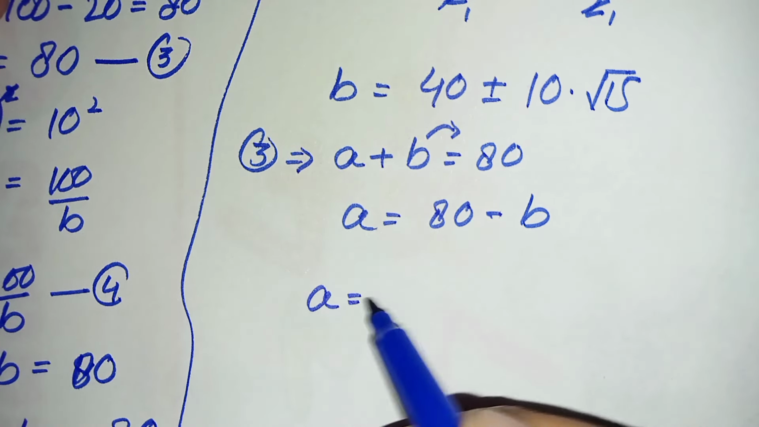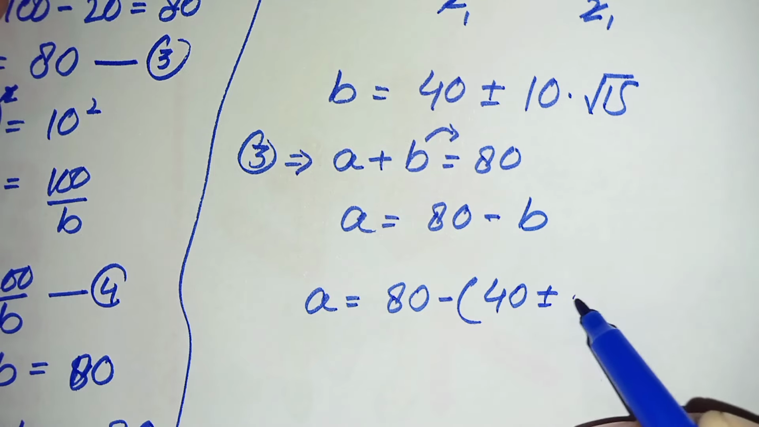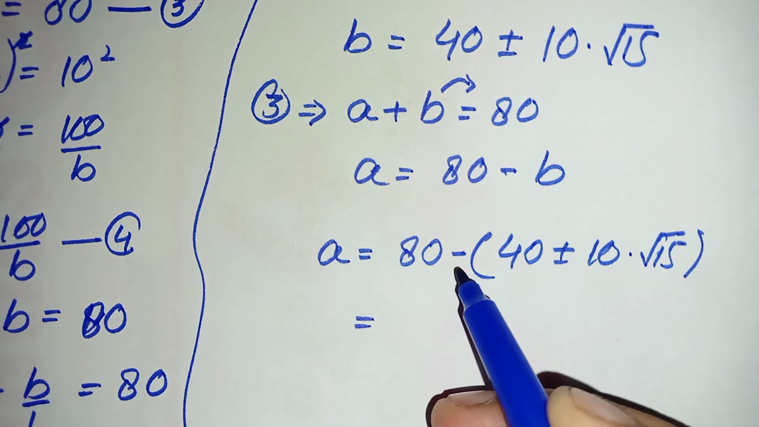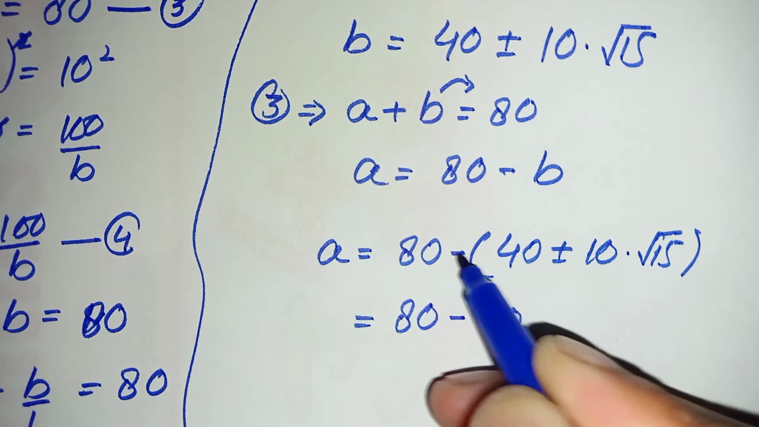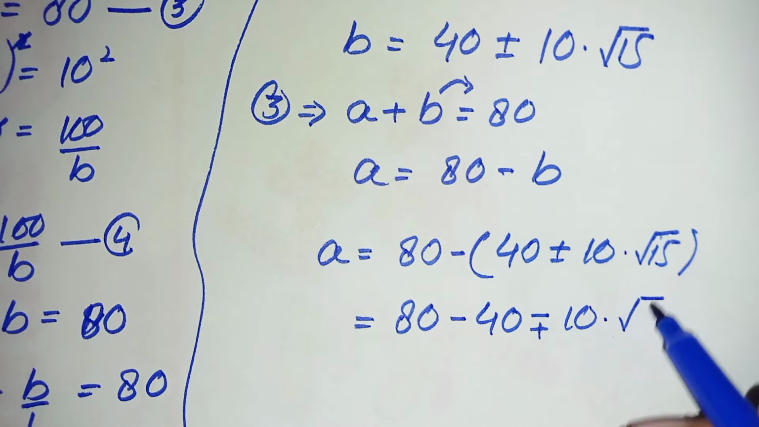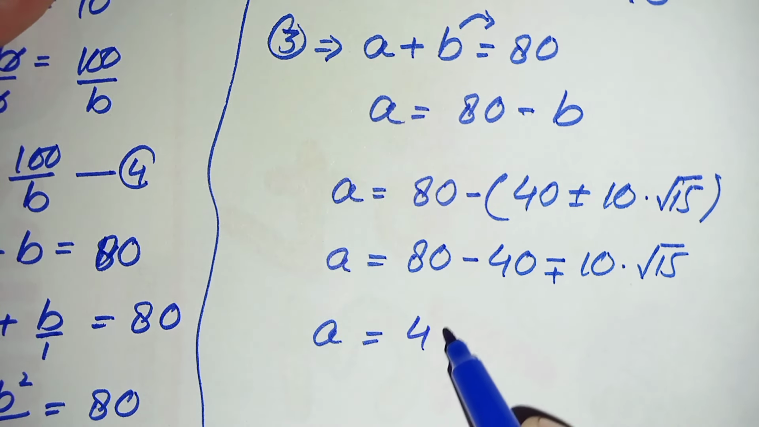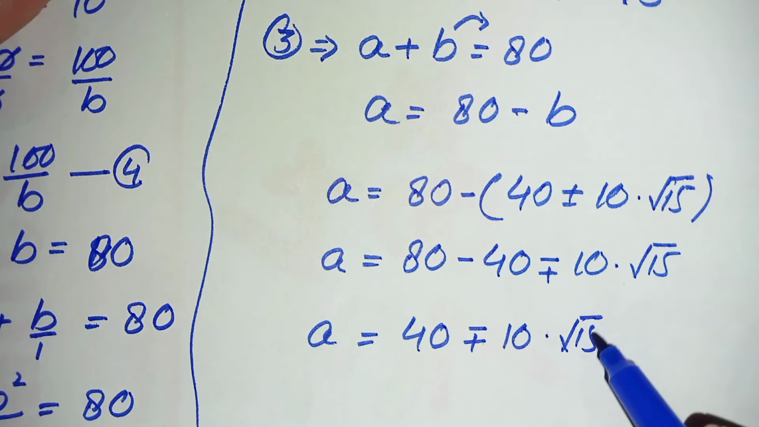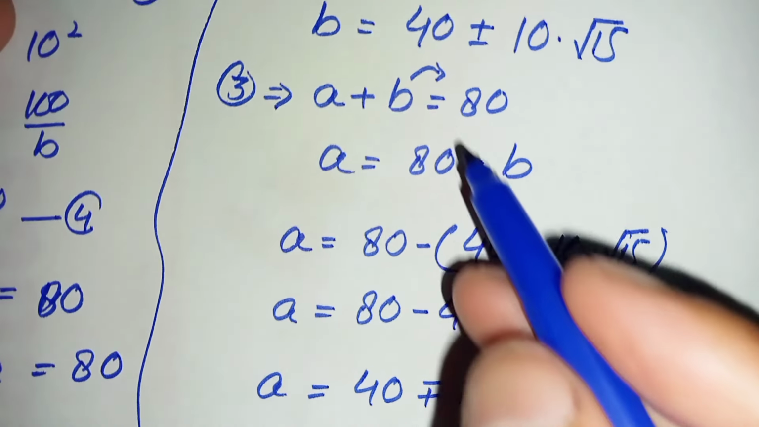So this will become a is equal to 80 minus, the value of b is 40 plus minus 10 times square root of 15. Now we multiply this negative sign inside the parenthesis. So this will become 80 minus 40, and negative times positive is negative and negative times negative is positive, 10 times square root of 15. Now 80 minus 40 is 40 minus plus 10 times square root of 15. Now we also have two values of a. So it means that we have two solutions, two values of a and two values of b.